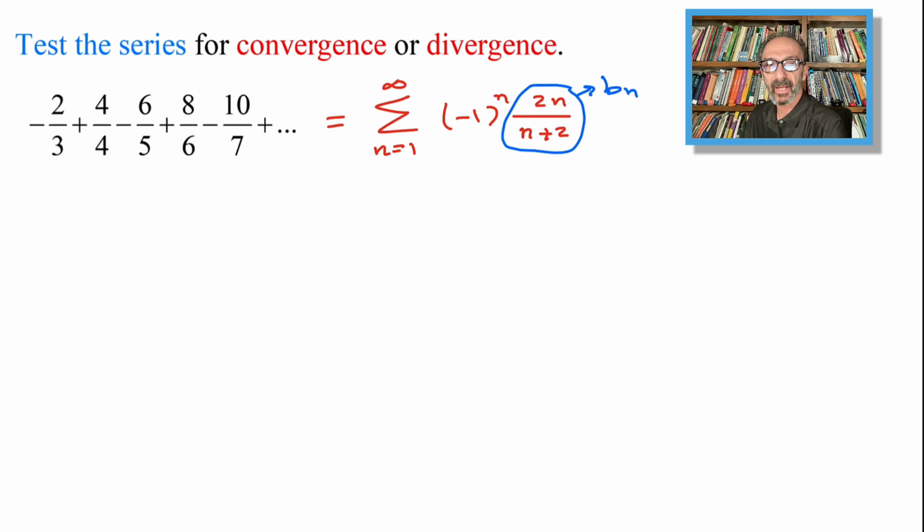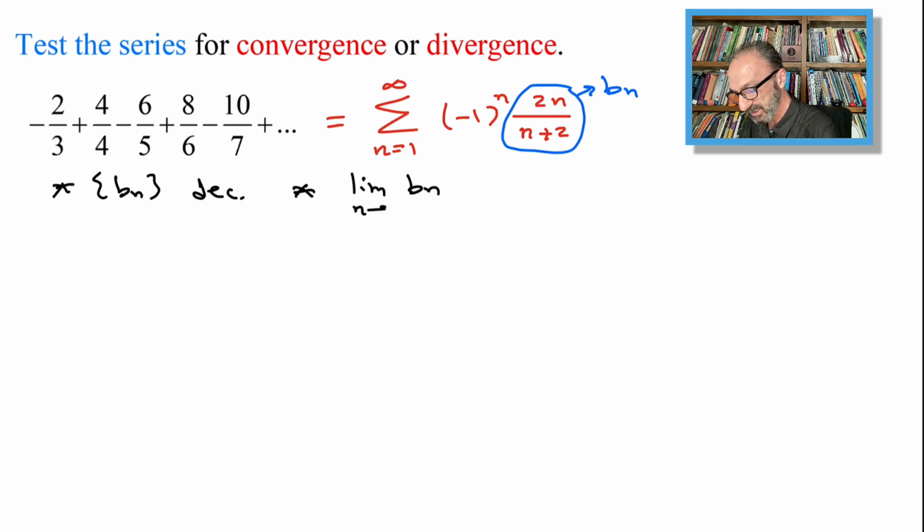When we use b sub n, we're thinking about the alternating series test. The alternating series test talks about having b sub n positive terms and looking after two conditions: to have b sub n decreasing, and the second condition, have the limit of b sub n as n approaches infinity equal to 0.